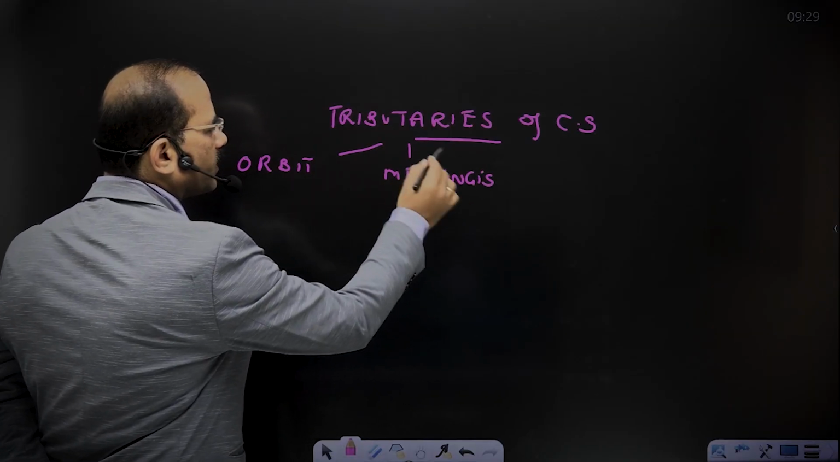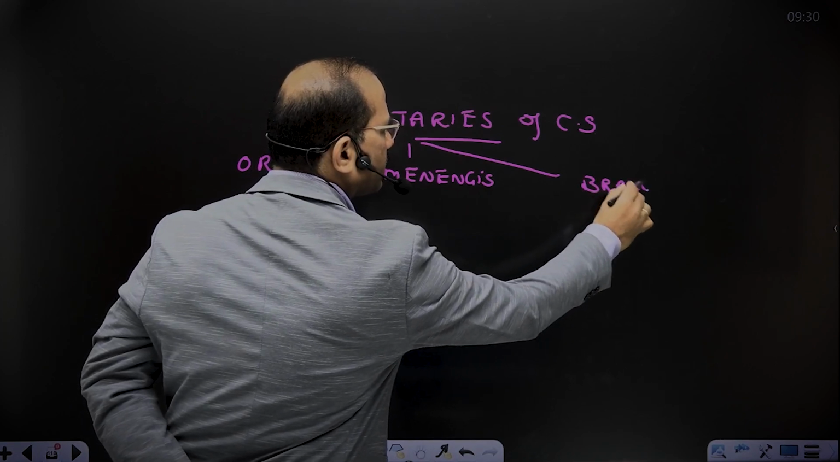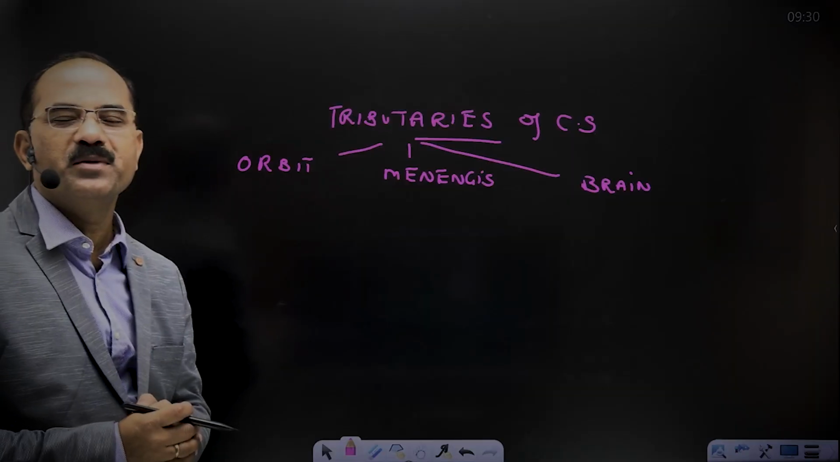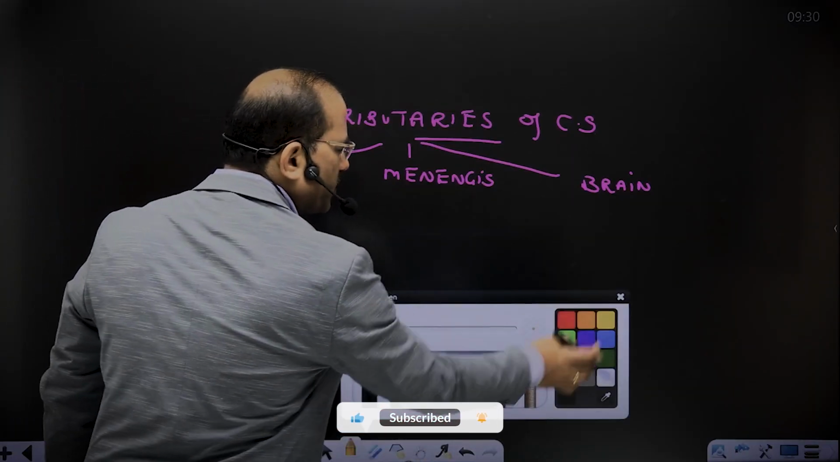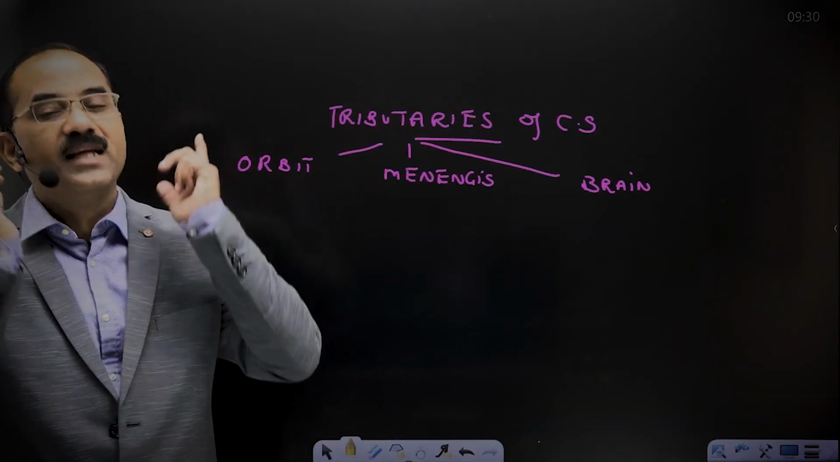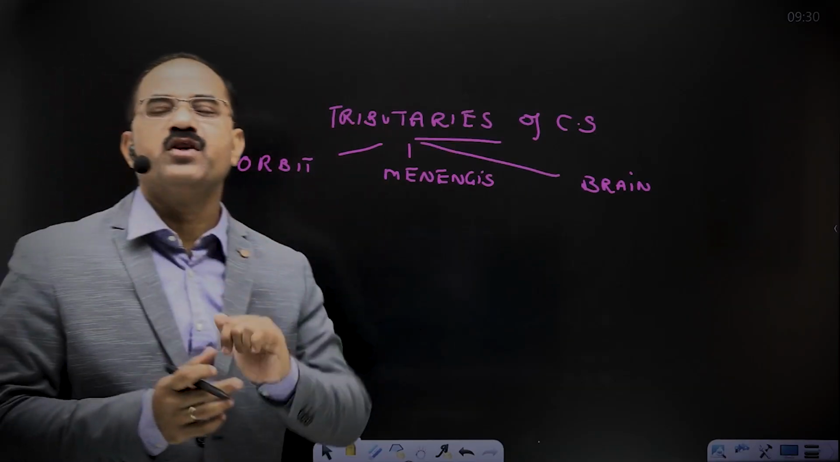And the third one is from the brain. Okay, so these are the three sources from where the blood is going to come into this cavernous sinus. So which are the veins which are coming from the orbit? Students, we have seen this. Yes, you can answer this. We have seen this. You remember the dangerous area of face, the lower part of the nose and the upper lip. How does the infection go to the cavernous sinus?